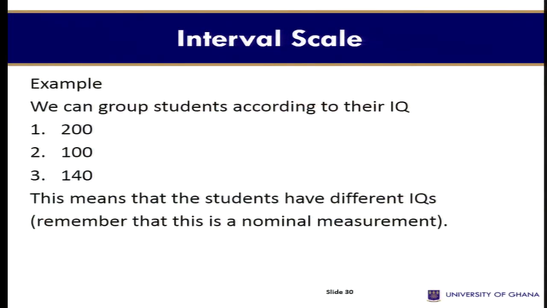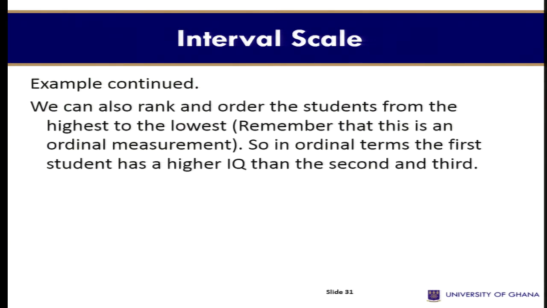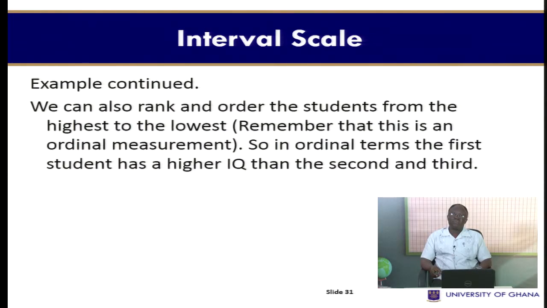This means that the students have different IQs. Remember that this is a nominal measurement. We have categorized them into groups according to their IQ level. So that is a nominal measurement. We continue with the example. We can also rank and order the students from the highest to the lowest. Remember that this is an ordinal measurement. So in ordinal terms, the first student has a higher IQ than the second and the third.